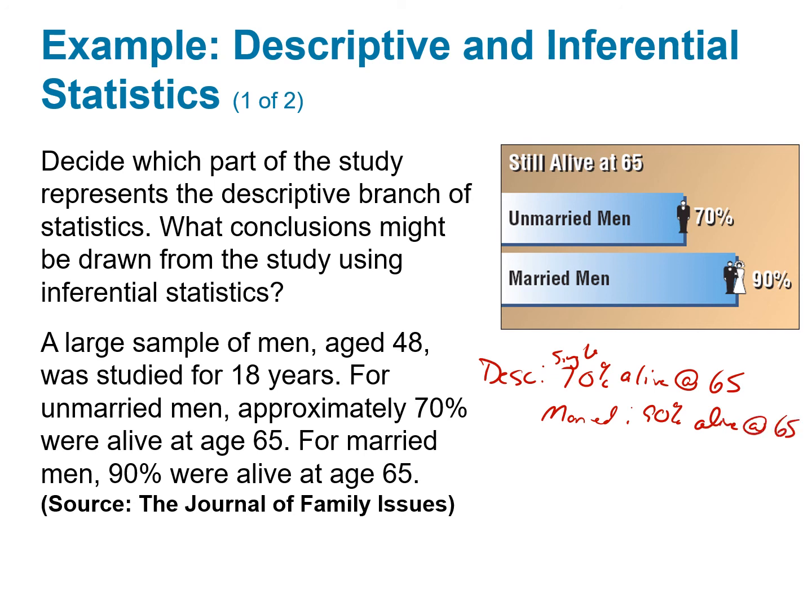So the descriptive statistics are strictly describing your data. An inferential statistic is going to be something that you say based on that. Looking at those descriptive statistics, we can draw the conclusion that married men live longer. You have 90% of married men alive at 65 versus 70% of unmarried men alive at 65. That's something we can draw from that data. So your inferential statistics are the conclusions that you draw based on your descriptive statistics, based on your data.